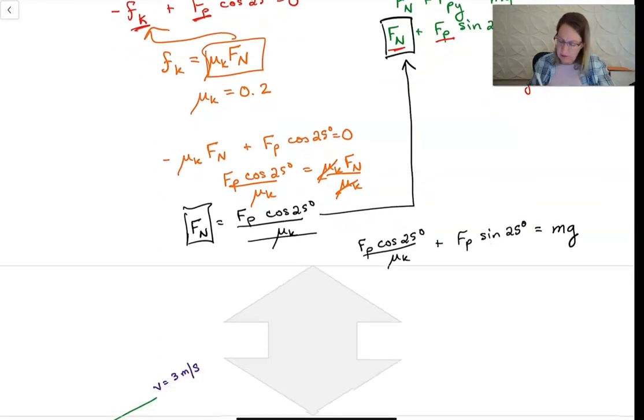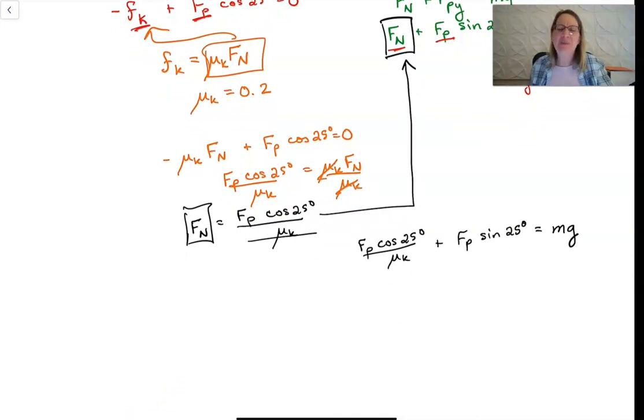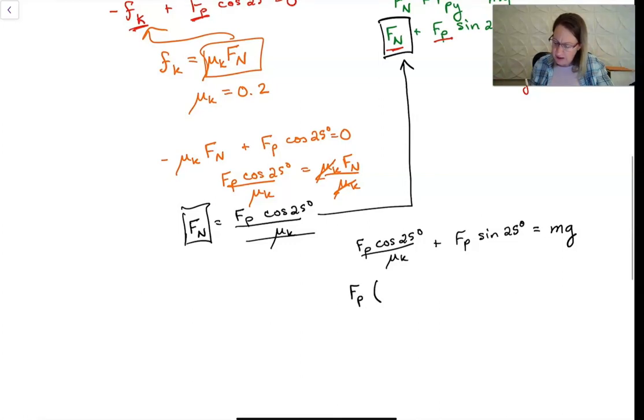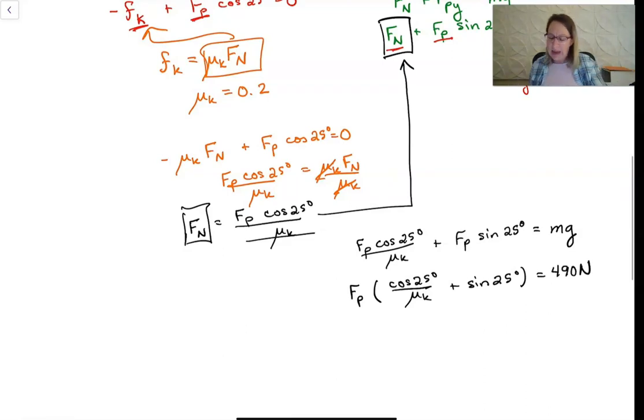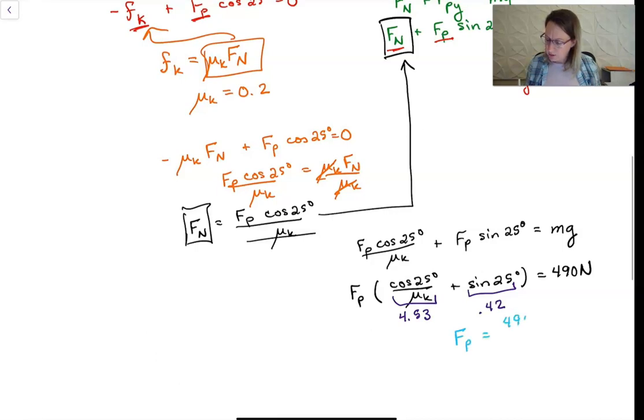Now I can actually solve for my force, and then I'm almost done, finally. Again, this is just some algebra, right? So I've got Fp, and I've got cosine of 25 degrees over mu sub k, plus, I factored out the Fp, sine of 25 degrees equals 490 newtons. At this point, it's probably useful for me to just find out what these numbers are, so I need to plug this into my calculator. These are the numbers that I got when I plugged this into my calculator. So this is 4.95 when I add these together, and then I'm going to divide both sides by that, and I will get the force push is 490 newtons divided by 4.95, which is about 100, right? Very close to that. So 98.9 newtons if we want, 99 newtons.